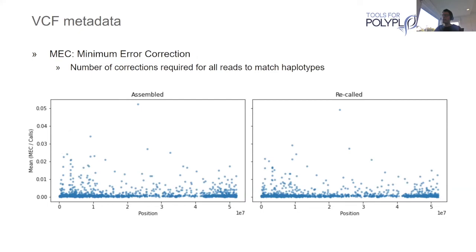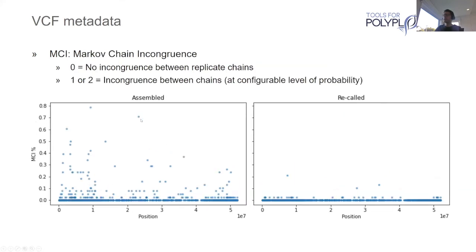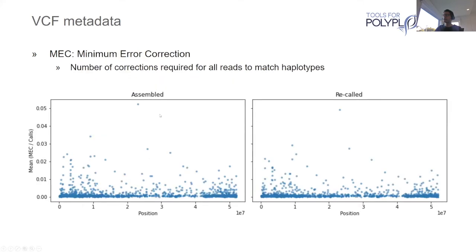And the minimum error correction will almost always be above 0 because there's inherently a low level of inaccuracy in Illumina reads. Illumina reads are very accurate, but there's always a small number of incorrect base calls in there. What we've plotted here is the minimum error correction divided by the total number of base calls in that data set, so we get it out as a percent that's comparable across multiple loci. You can see that the loci where we had a lot of Markov chain incongruence, we're also getting quite a high MEC score.